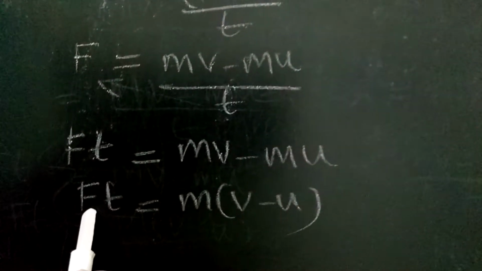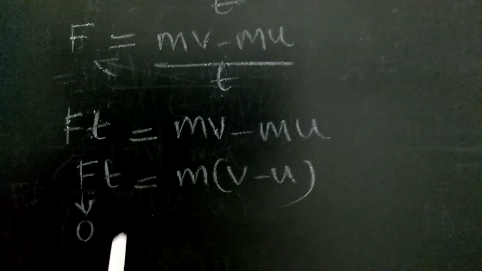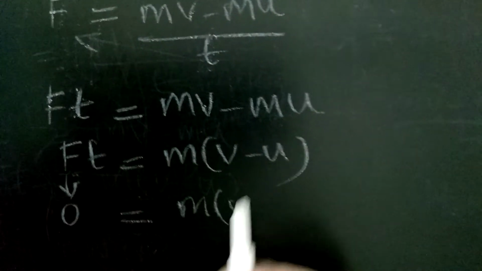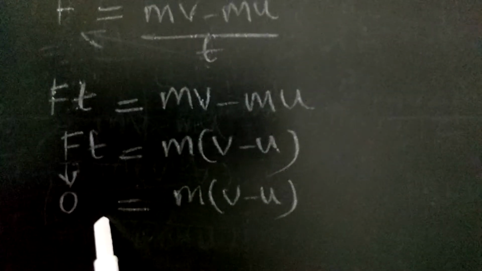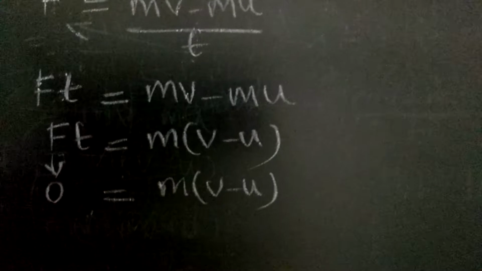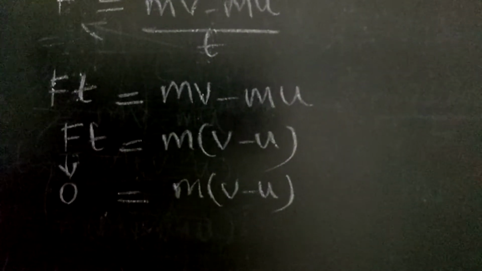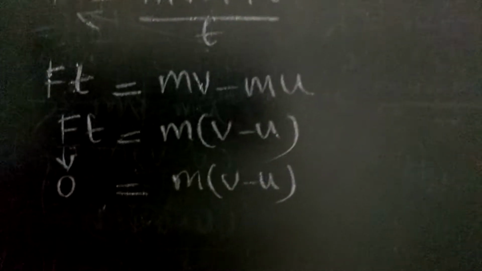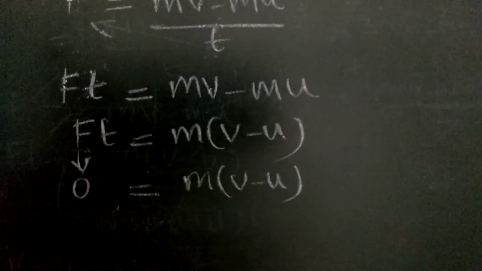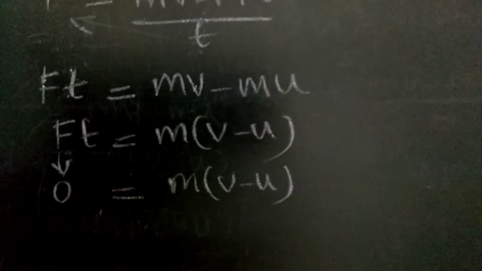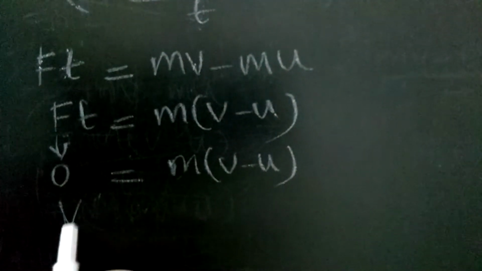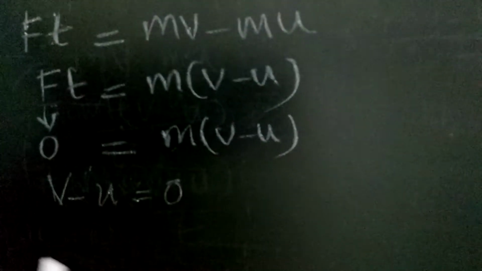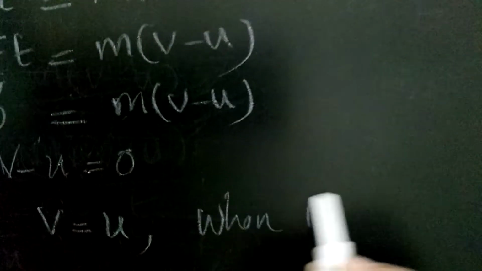Okay, so in this equation, if F is equal to 0, then it becomes m into (v minus u) equal to 0. If F is 0, it means the external unbalanced force F is 0. We derived this as a constant force F applied during a time interval t, that is an external unbalanced force. So if F is equal to 0, then the equation becomes 0 equals m into (v minus u). Here m cannot be 0, so the possibility is v minus u is equal to 0. That is, v is equal to u when F is equal to 0.